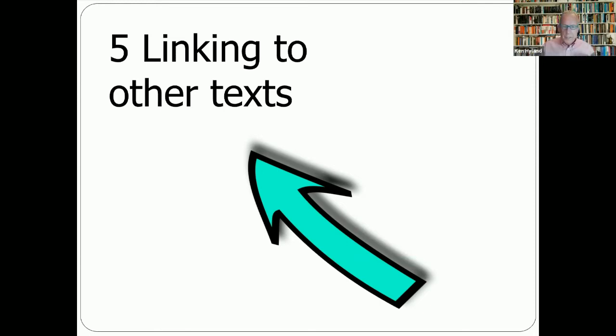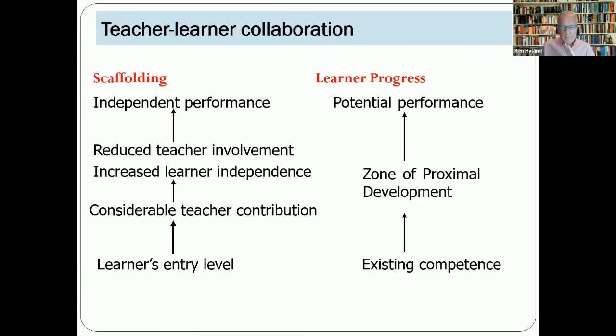So students can enter the cycle at any stage, depending on what they know about the genre, and it can be recycled at higher levels of sophistication as students' proficiency grows. Perhaps most importantly, though, the cycle provides scaffolded learning for students, supporting them through what Vygotsky calls the zone of proximal development. This is the gap between what the students can do now and what their potential performance, what they can do unassisted in the future.